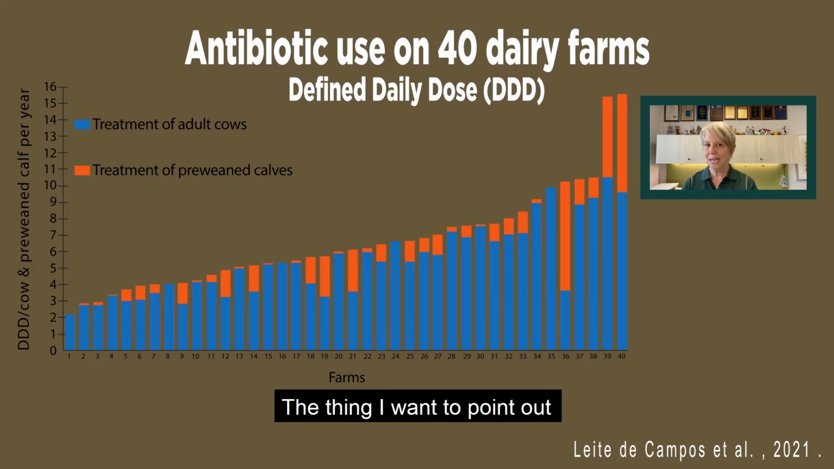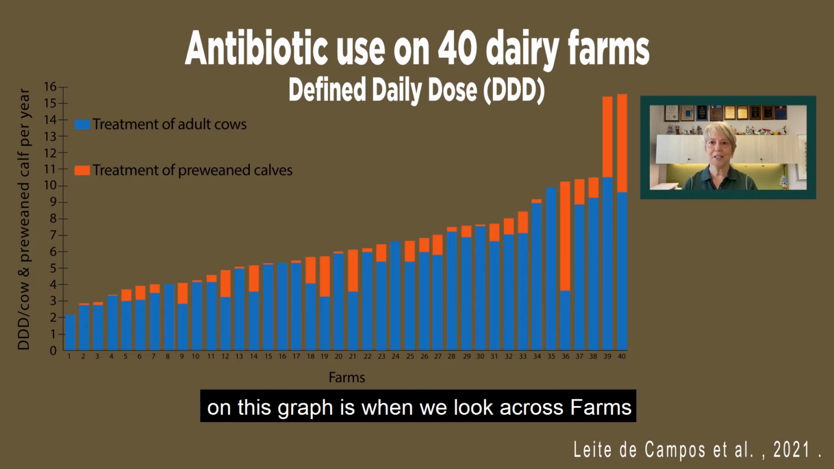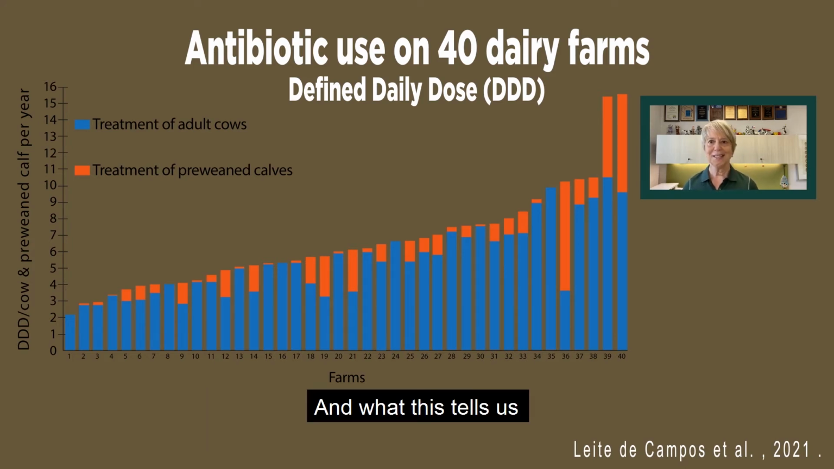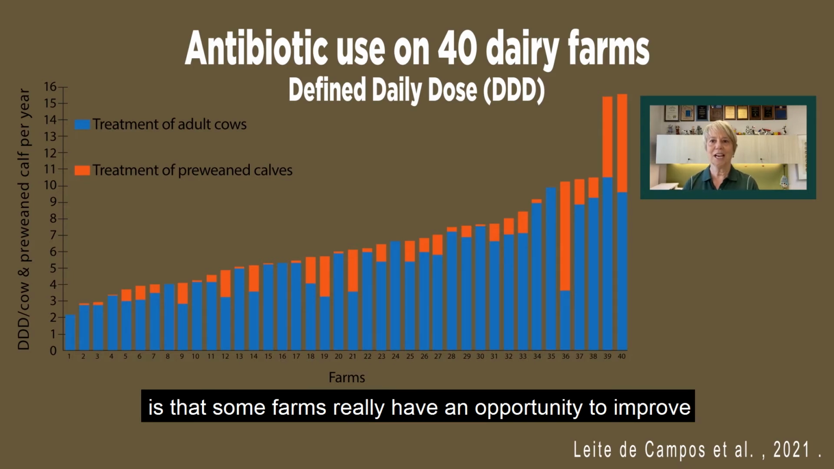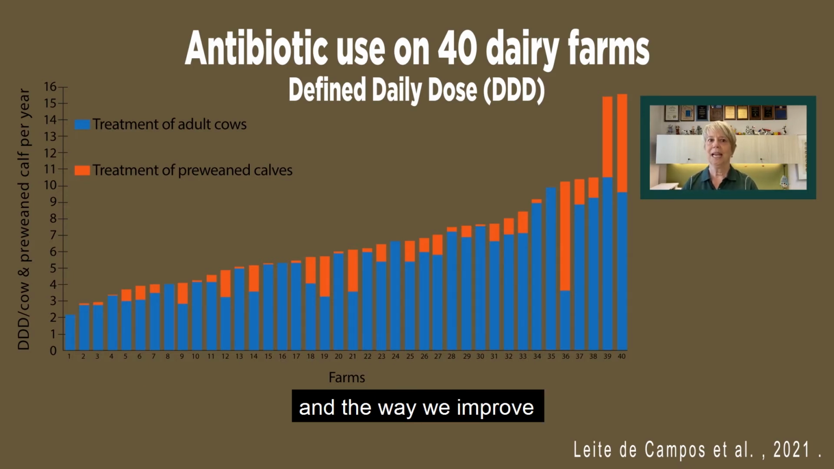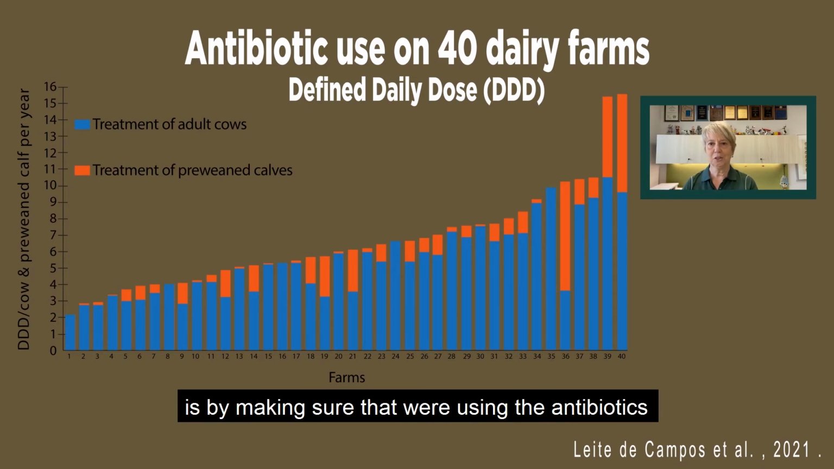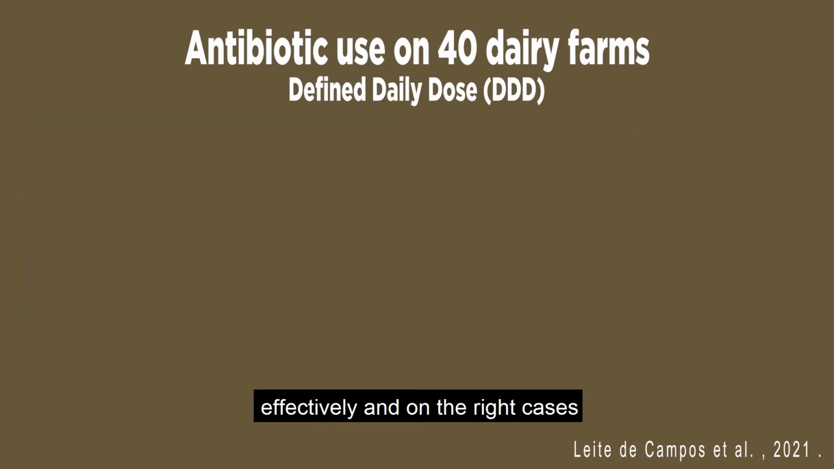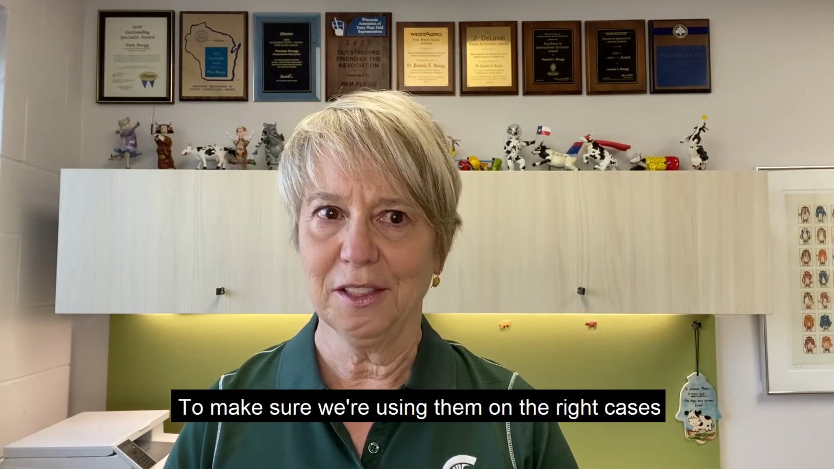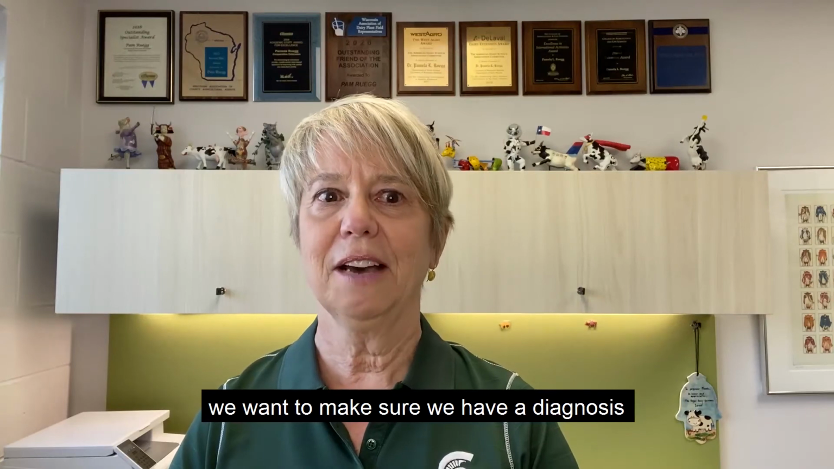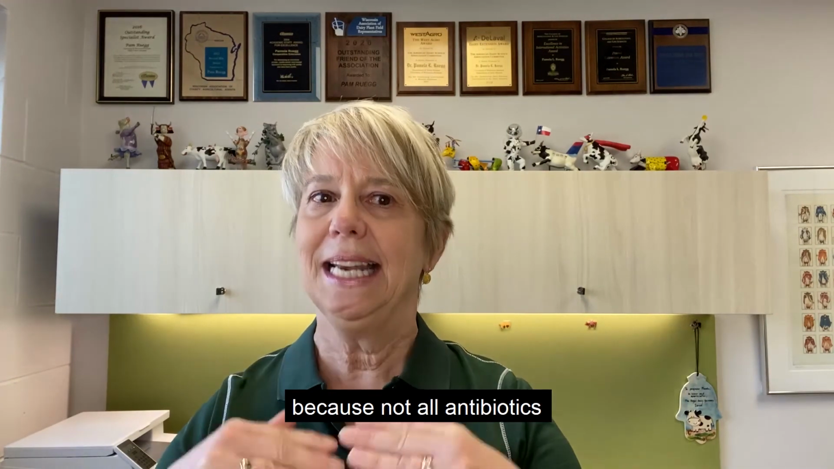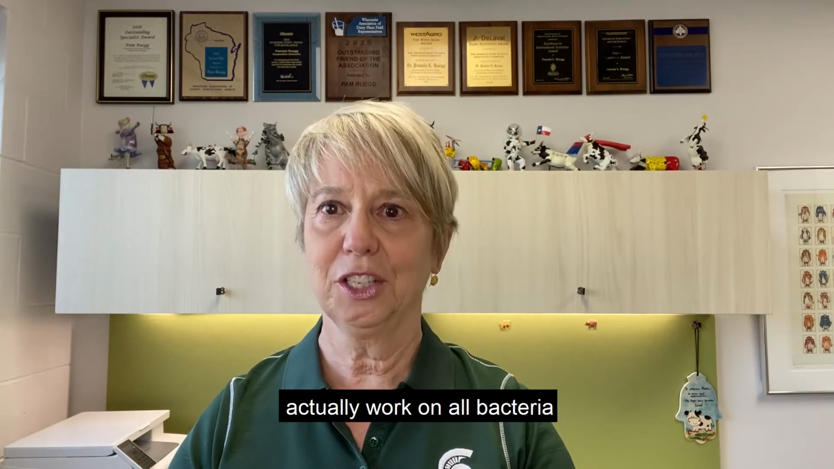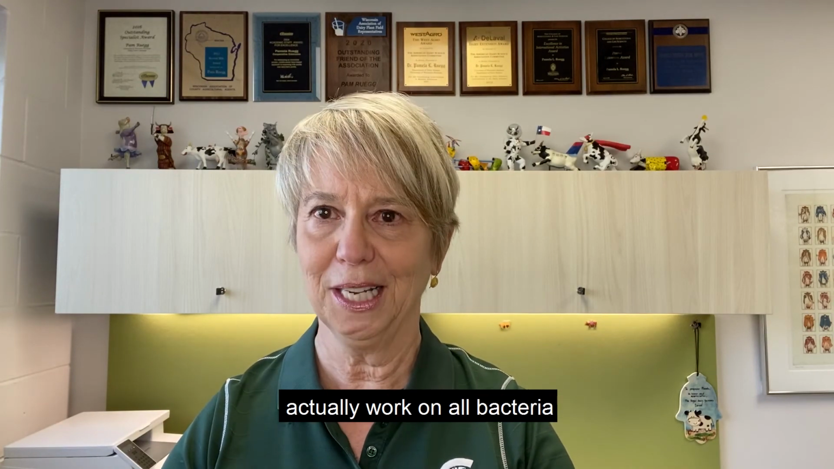The thing I want to point out on this particular graph is when we look across farms, there's a lot of variation in antibiotic usage. And what this tells us is that some farms really have an opportunity to improve. And the way we improve is by making sure that we're using the antibiotics effectively and on the right cases. So to make sure we're using them on the right cases, we want to make sure we have a diagnosis, because not all antibiotics actually work on all bacteria.